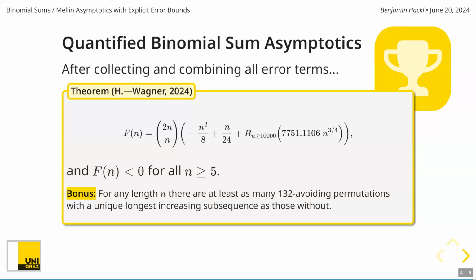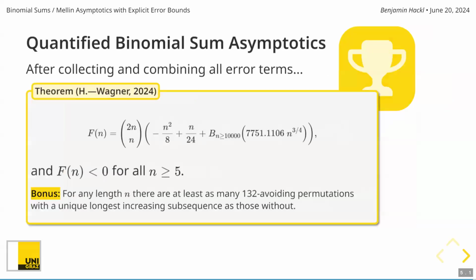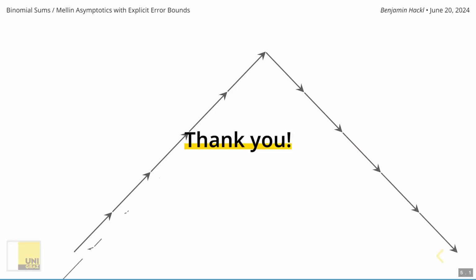The bonus, the result that follows from this, is for any length n, there are at least as many 1, 3, 2 avoiding permutations with a unique longest decreasing subsequence as those permutations that do not have one of these. And with that, I want to thank you.